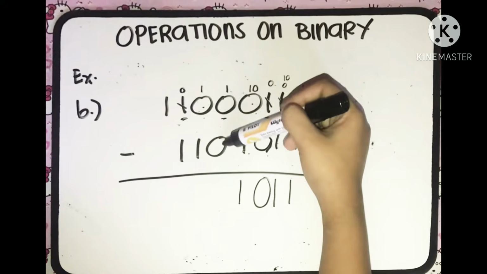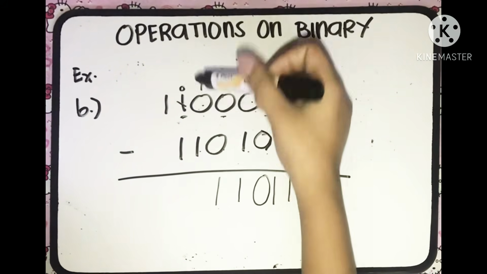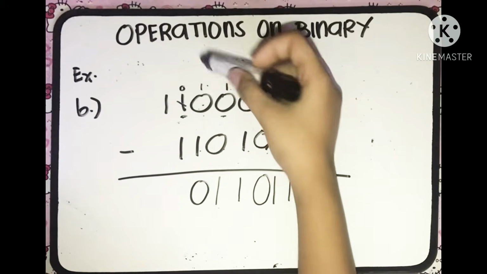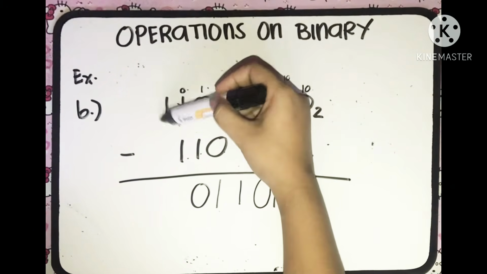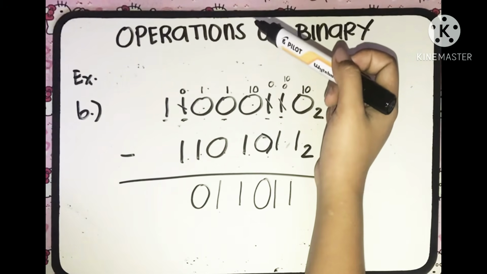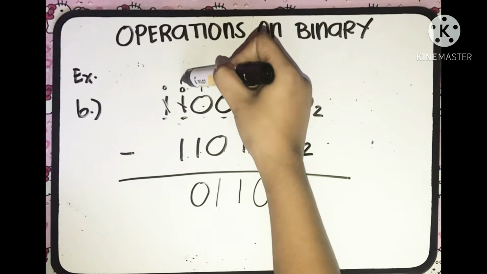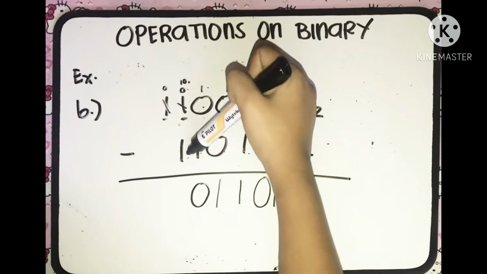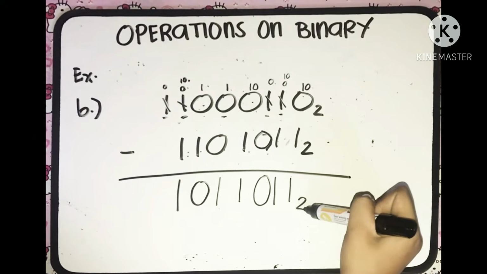1 minus 0 is equal to 1. We have 1 minus 1, which is equal to 0. We have 0 minus 1 again. Borrow sa pinakamalapit na 1. So, we'll have 0. Then, yung 0 natin magiging 1, 0. So, we'll have 1, 0 minus 1, which is equal to 1. And then, don't forget to write subscript 2.